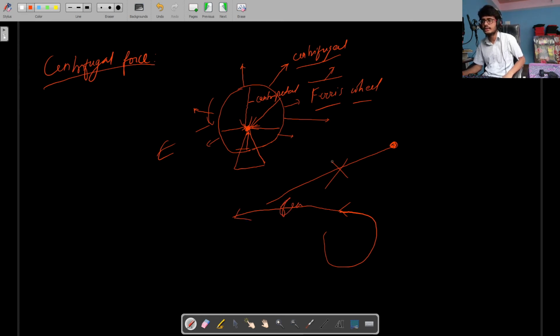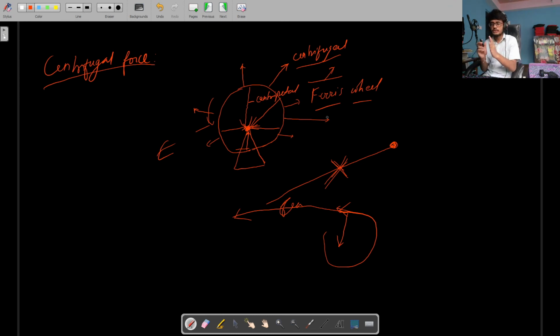Now, as soon as the rope breaks, there will be no centripetal force. There will be no force keeping the rock inside, right? So now only centrifugal force will be present, which will throw the rock outside. That is the reason why when the rope snaps, the rock will not continue the circular motion. So are centripetal and centrifugal force going in your head?